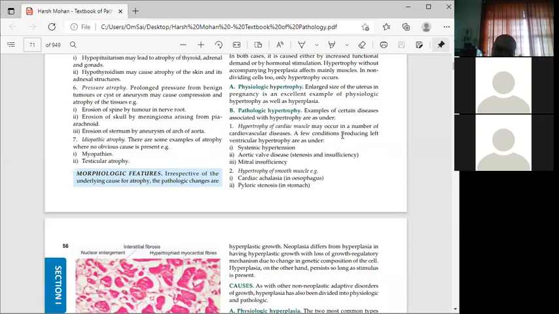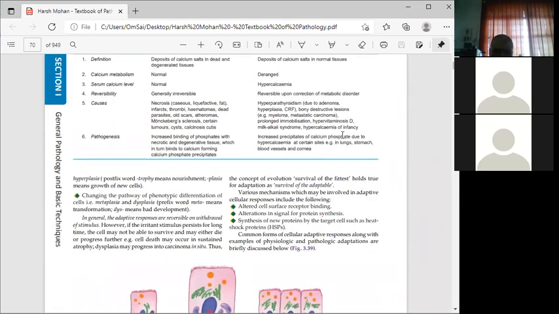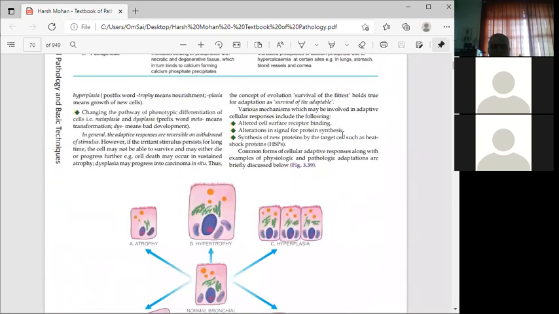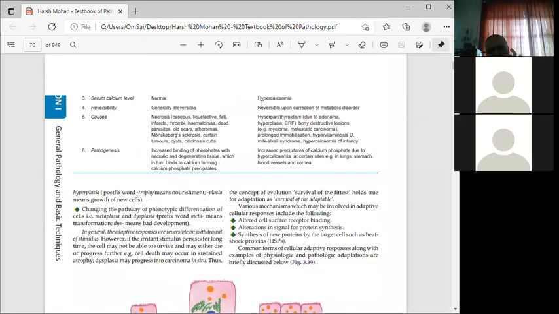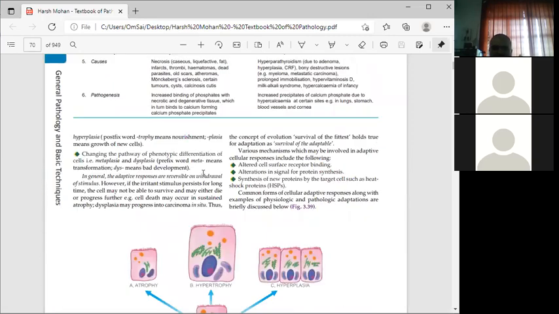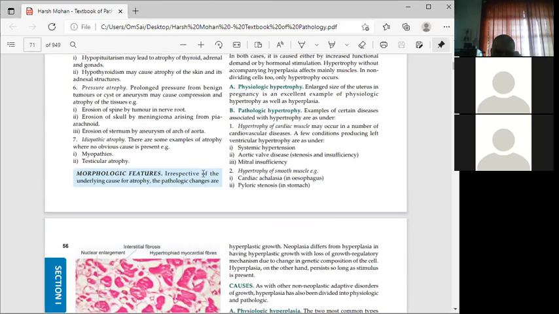Hyperplasia. What is the meaning of hyperplasia? Yes, students. We have discussed it now: an increase in the number of cells is hyperplasia. Cells can change by decreasing or increasing their size, that is atrophy and hypertrophy respectively, and by increasing their number, that is hyperplasia. Yes, correct. This is the idea regarding hypertrophy.